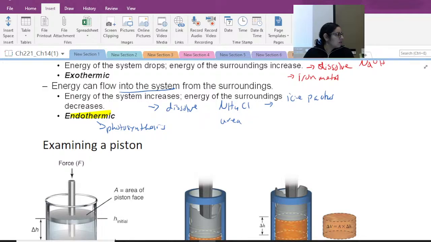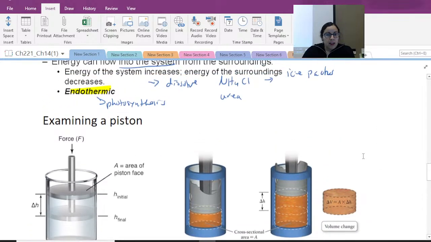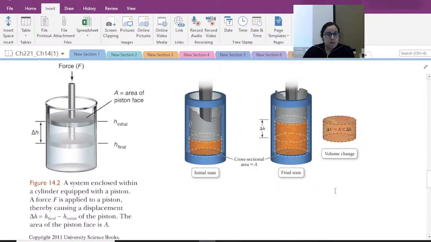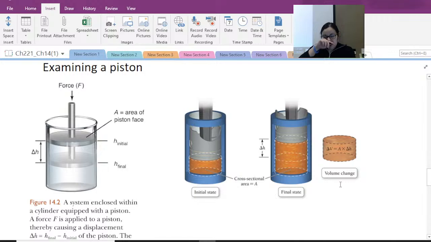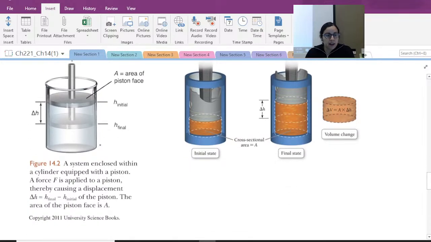And then there was a question: if you reverse a reaction, will it be exothermic or endothermic? So yes, you can reverse it, and the signs change, assuming the reaction does indeed go in that direction. And so let's look at some work done. We're going to examine a piston and define work here.